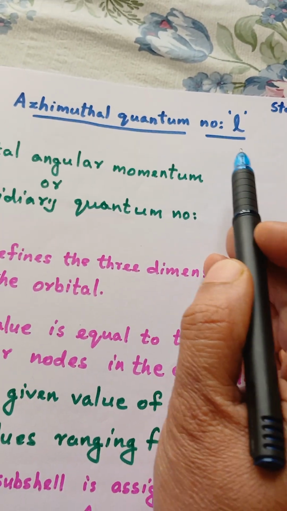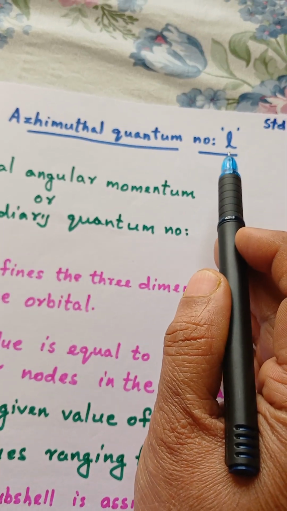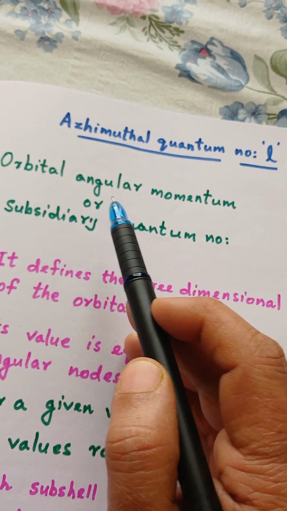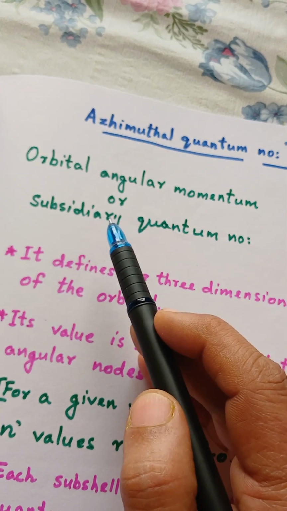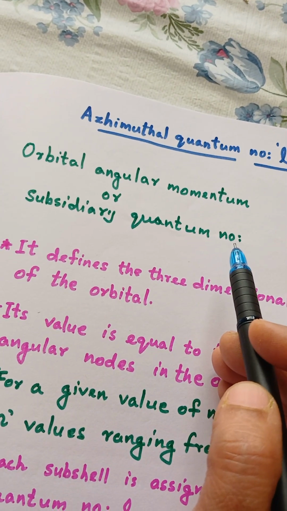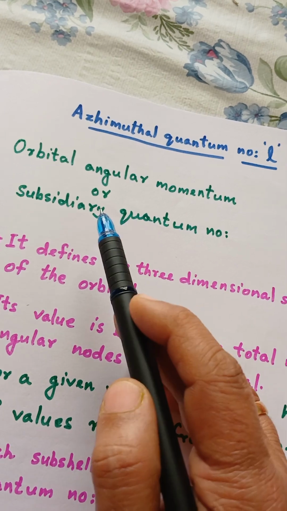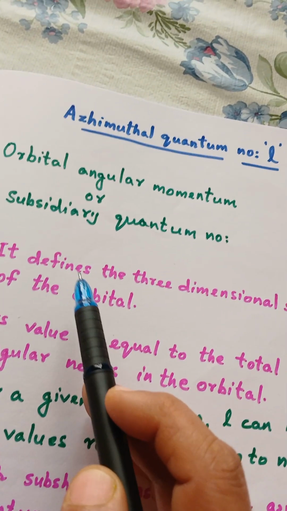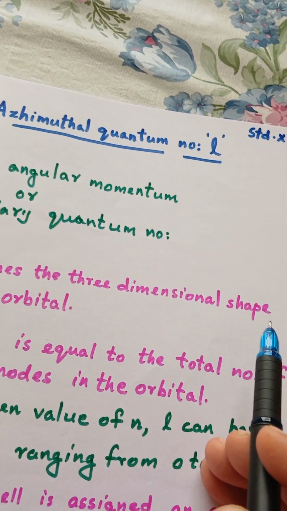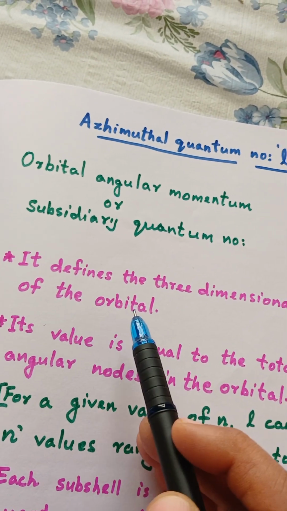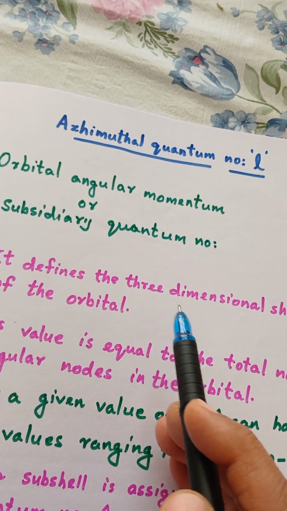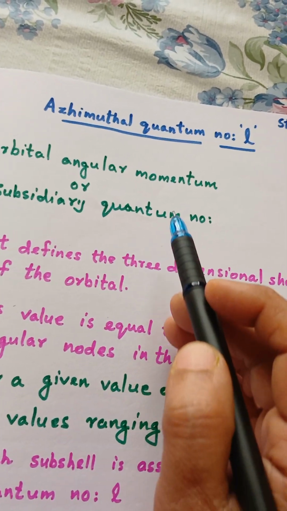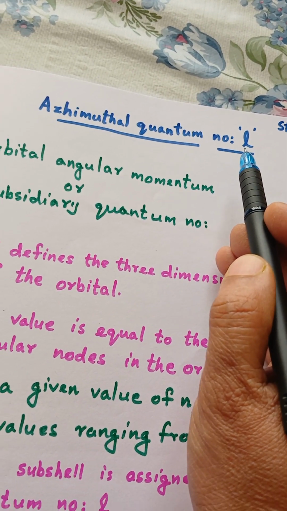Azimuthal quantum number. It is represented by the letter L. It is also called orbital angular momentum or subsidiary quantum number. You just have to remember that it defines the three-dimensional shape of the orbital, and it is represented by the letter L.